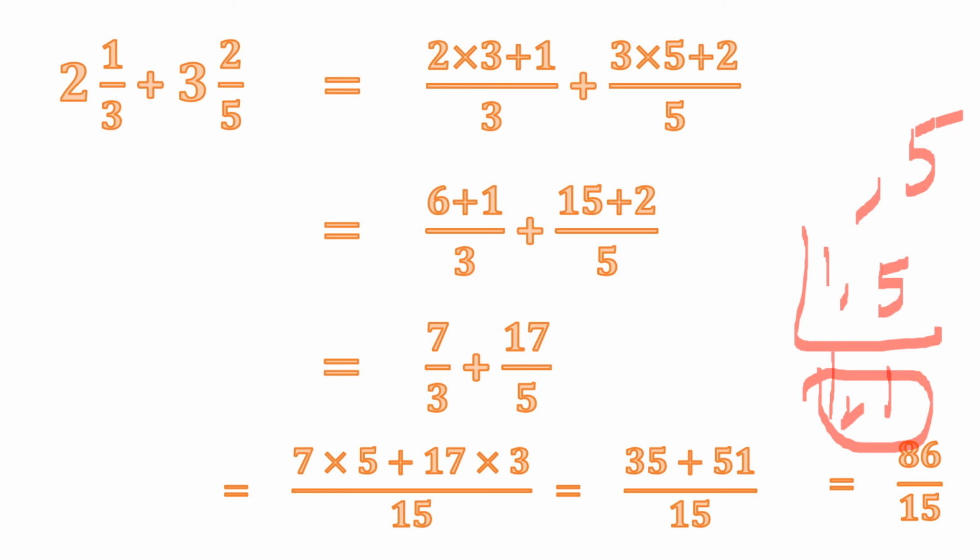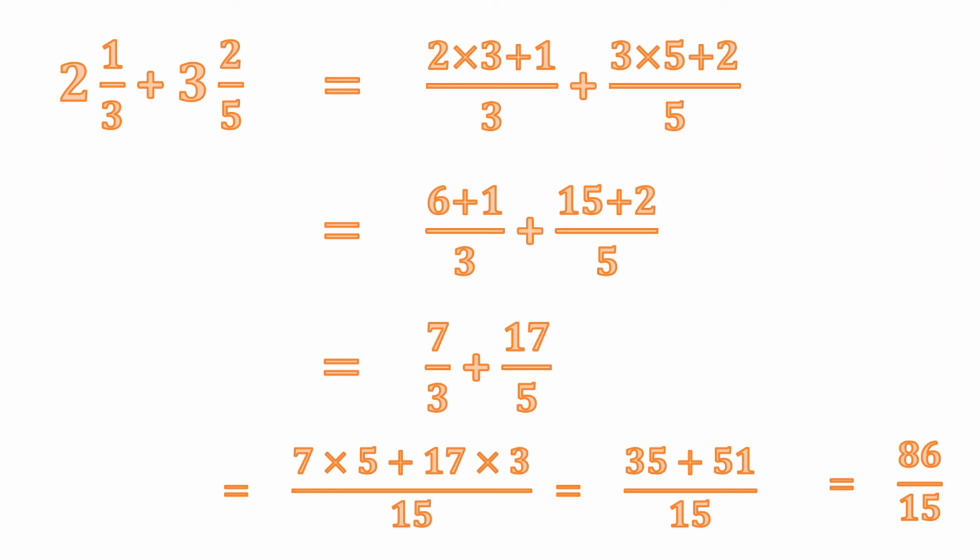You have learned it in your lower classes. So we get LCM 15, right? Now after getting 15, I take the first number 3. 3 into how much is 15? 3 into 5 is 15. So I write 5 here and the numerator here, right?